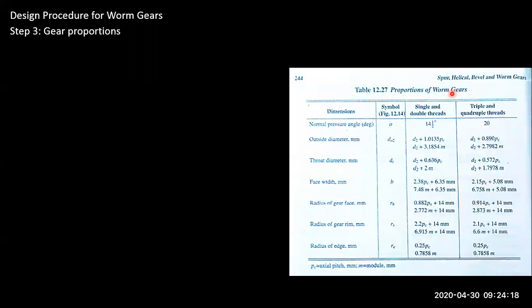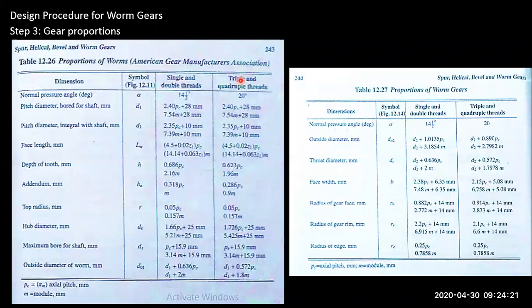So these are proportions for the worm gear, and this is proportions for the worm itself. Again, for the worm, we only need the module. Once we have the module, we can find the key dimensions. So as usual, this step 3 is the easiest step in the whole design process. You just have to find the module and find the other proportions.